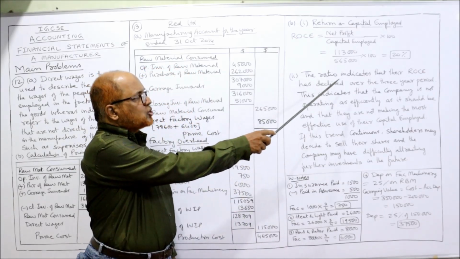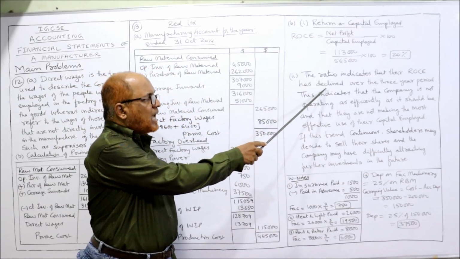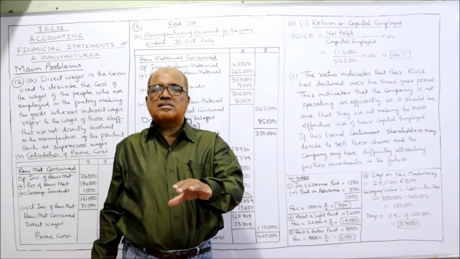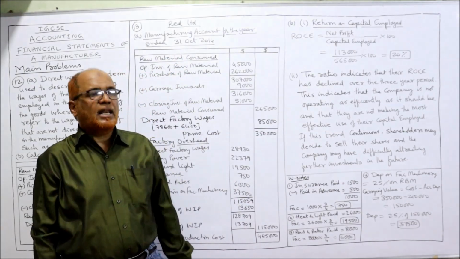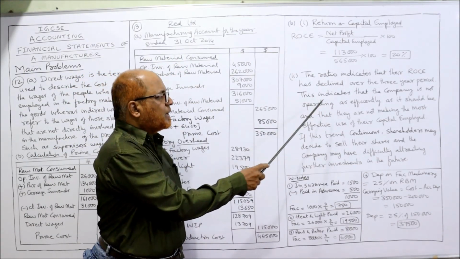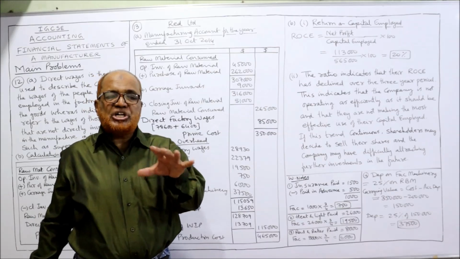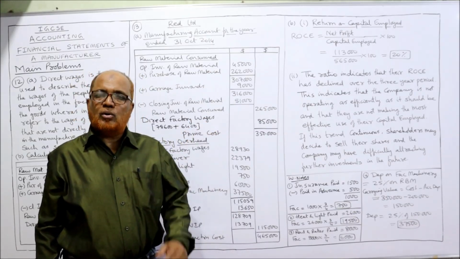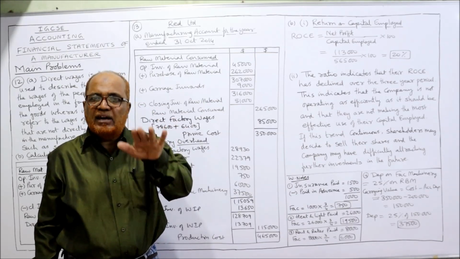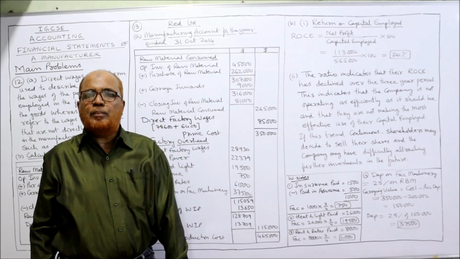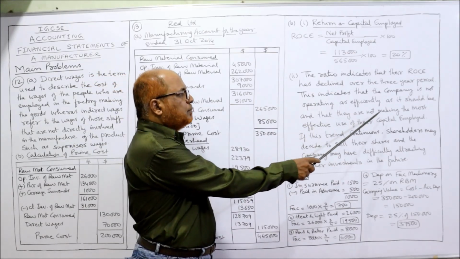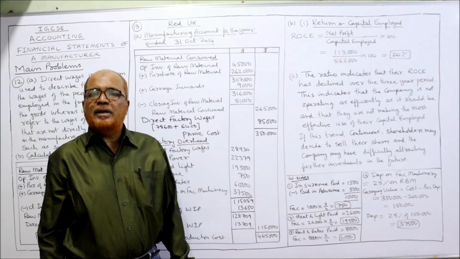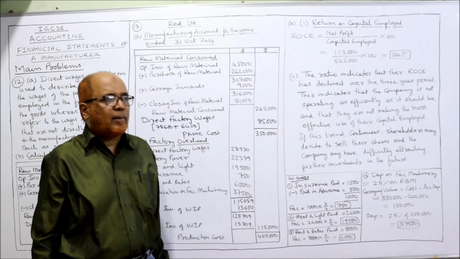So here the ratio indicates that their ROCE has declined over the 3-year period. So from this data, it is seen that the ROCE has declined. This indicates that the company is not operating as efficiently as it should be. The company's ROCE is declining. It shows inefficiency of the company to generate the profit, and that they are not making the most effective use of their capital employed. The company is unable to use the capital employed.